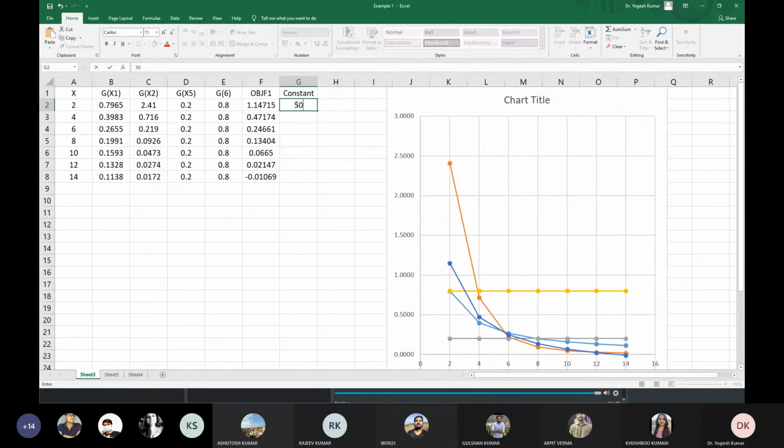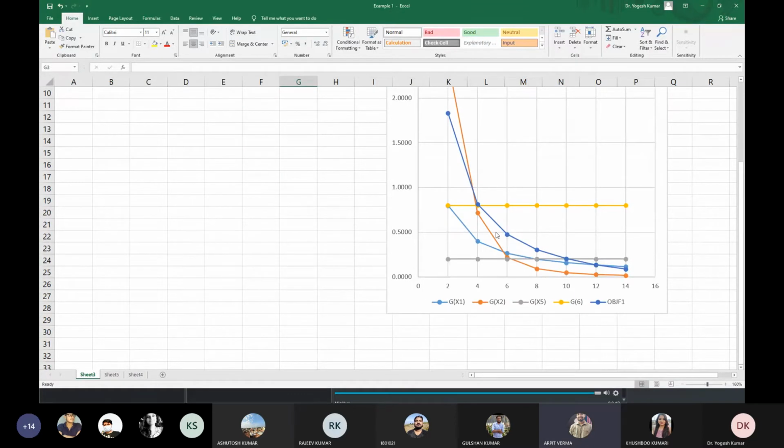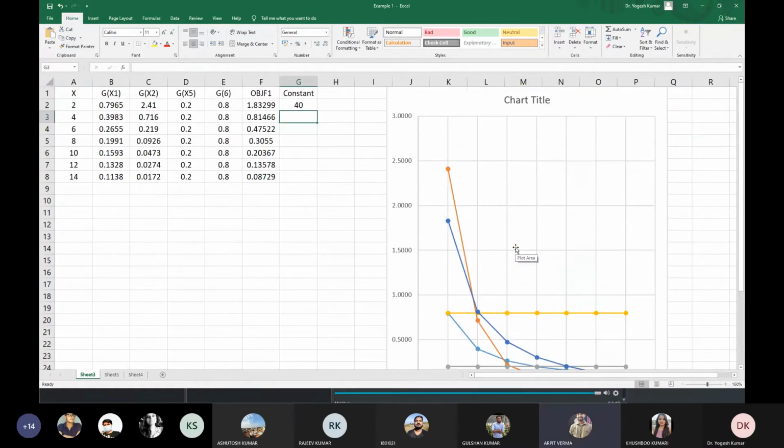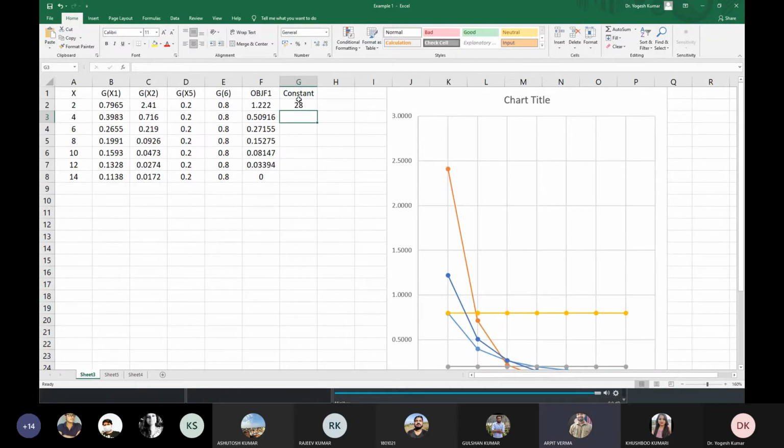Suppose we started from 50. Then what I will do? I will go for 40. I can see clearly some free points are available in the constraint area. Then I will go for 35 or maybe say 30. Then I will go for say 28, because there are fewer free points.